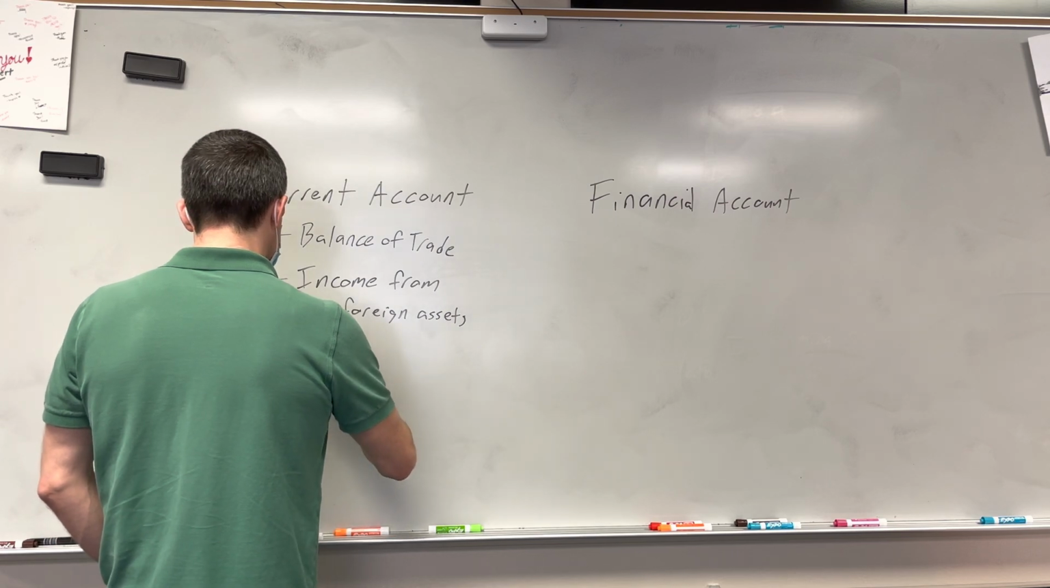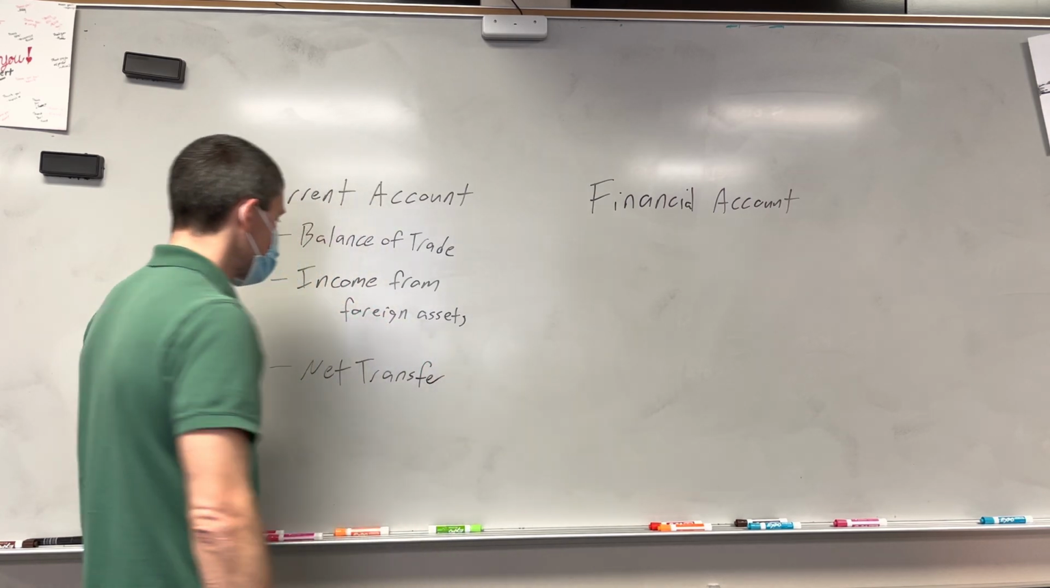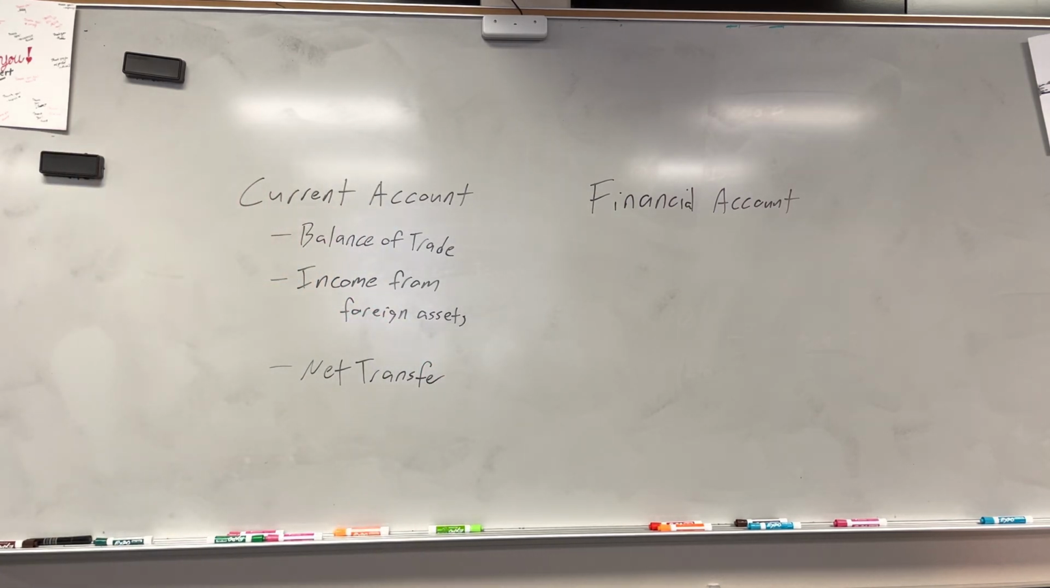And then finally, just net transfers. What I mean by that is just simple money movement. So if I've got family in Germany and I send them money, that would be a debit to the US current account because I'm sending money elsewhere. Or if I decide to travel to Europe, that would be a debit to the US current account because I'm taking my money elsewhere and spending it on souvenirs.